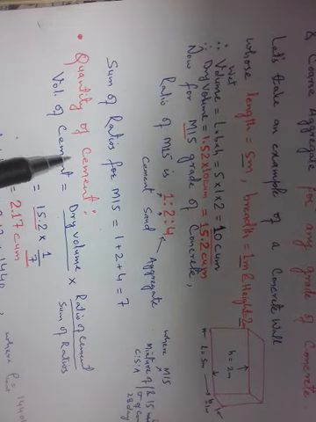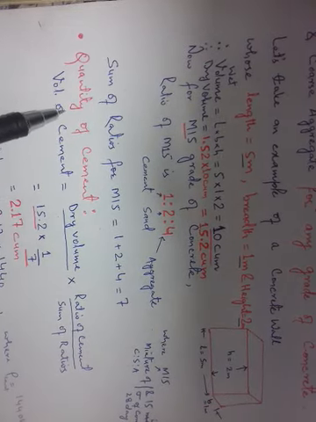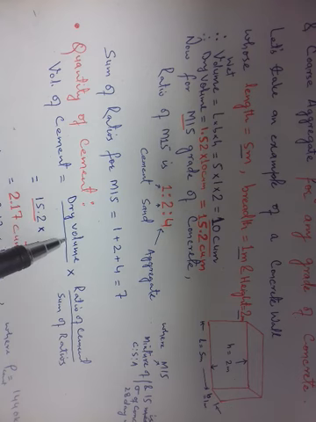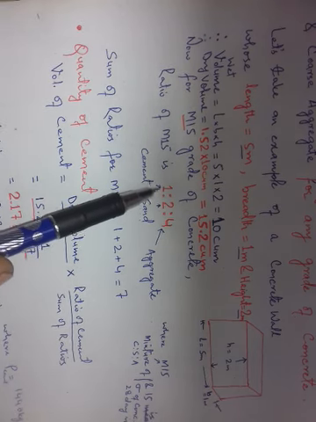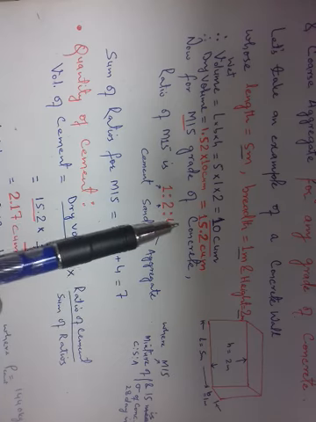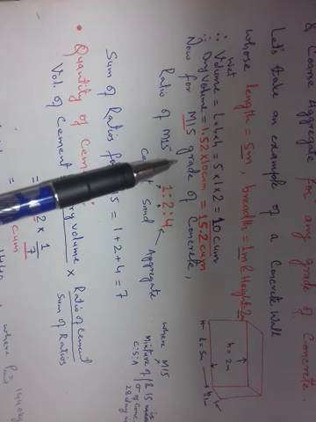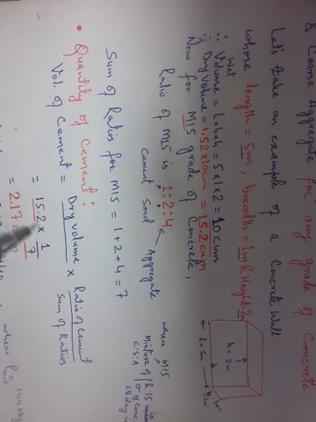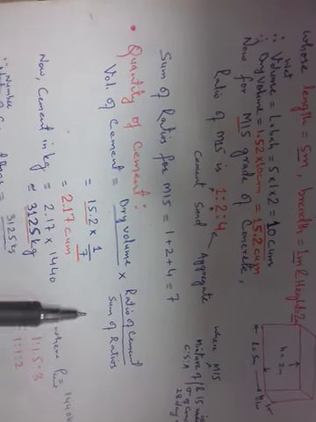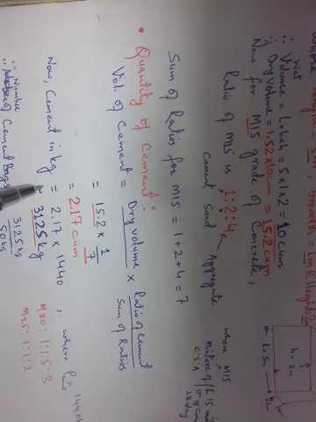So let's find out quantity of cement. Volume of cement we know is equal to dry volume multiplied by ratio of cement, here it is 1, divided by sum of ratios, that is 7. We have already found out dry volume. Dry volume comes out to be 15.2 cubic meter multiplied by ratio of cement. The ratio of cement is 1, sum of ratios is 7, which gives us volume of cement to be equal to 2.17 cubic meter.